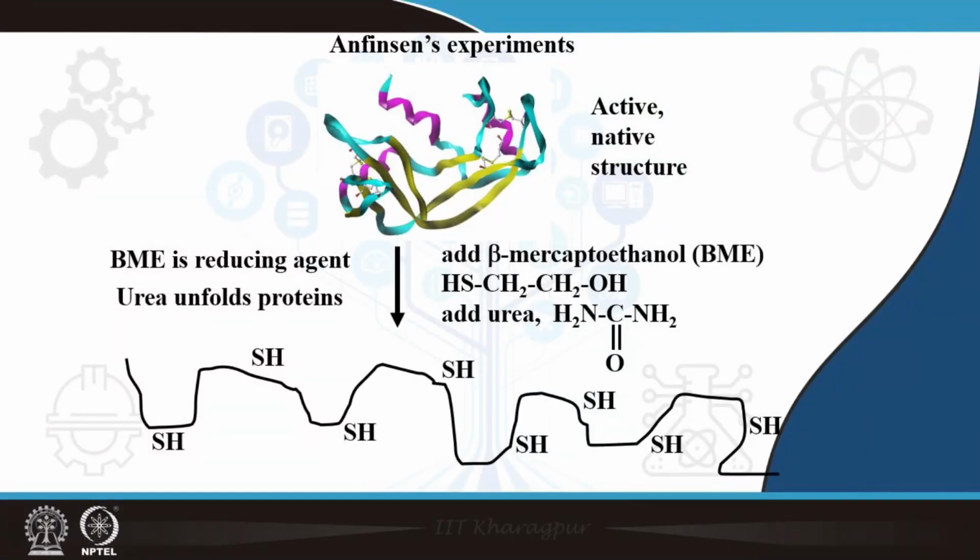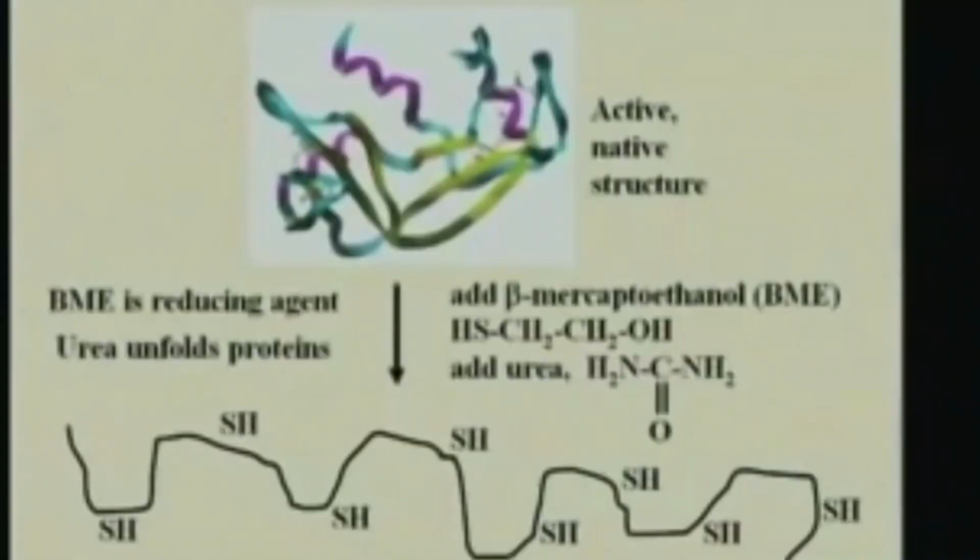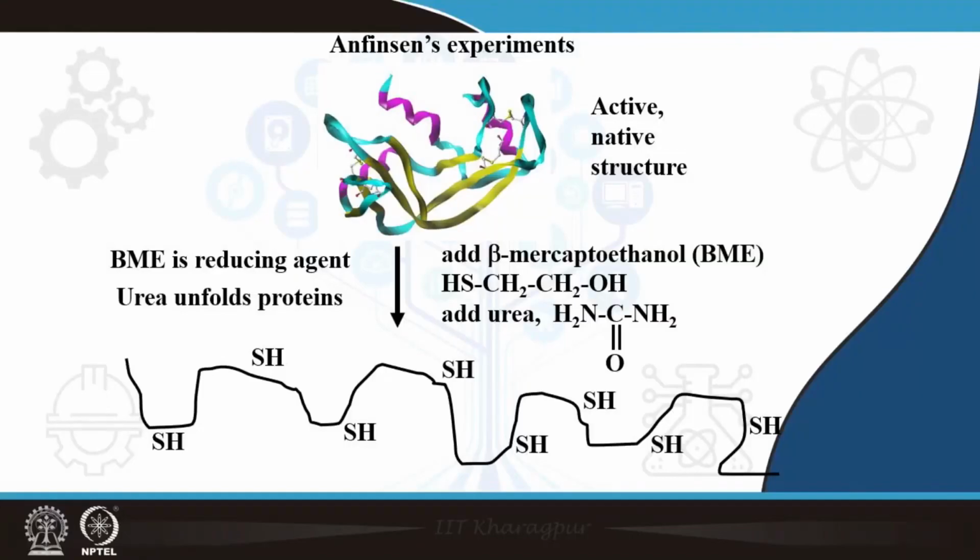Why? Because we had the native structure, we had 4 SS linkages. Now, what happened to those 4 SS linkages? We reduced the SS linkages to form SH. Then after we formed the SH, we added urea. Once you add urea, it unfolds the protein completely. So, now we have this long chain with 8 SH groups on it. So, what is this? It is a denatured, inactive, random coil.